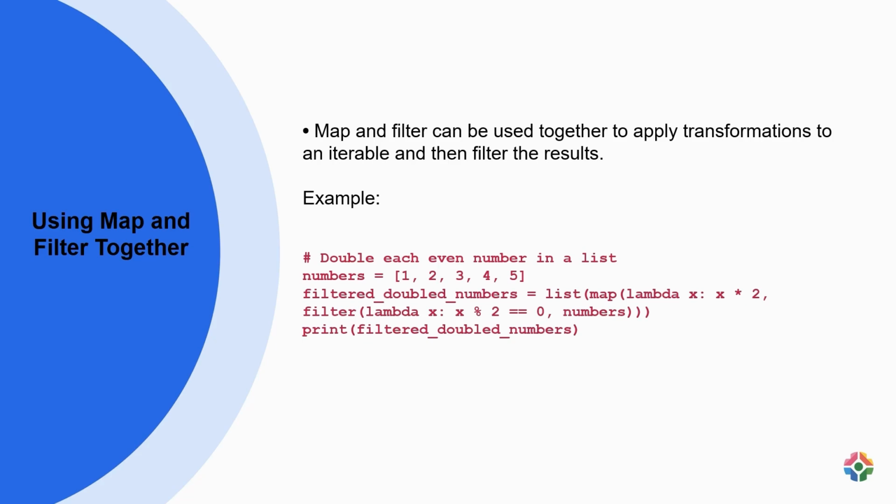The map function applies the lambda function that doubles each element to all the elements in the list. The filter function then filters out only the even numbers by checking the modulus of each element against 2. Lastly, the filtered and doubled numbers are converted back to a list. By combining map and filter in this way, you can efficiently transform and filter data in a single operation, making your code more concise and readable.